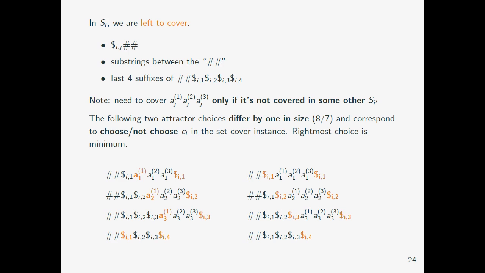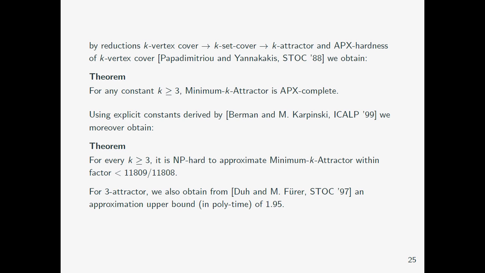And basically, there are only two possible choices of size, in this case, 8 and 7. So the attractor positions are the orange positions here. The choice of size 8 corresponds to choosing the set. And as you note, we cover our substrings A11, A12, A13, so all elements in the set are covered. The other choice has size 7, so one less, and does not cover the elements in the set, which means that this is equivalent to choosing or not choosing the set from the set cover instance.